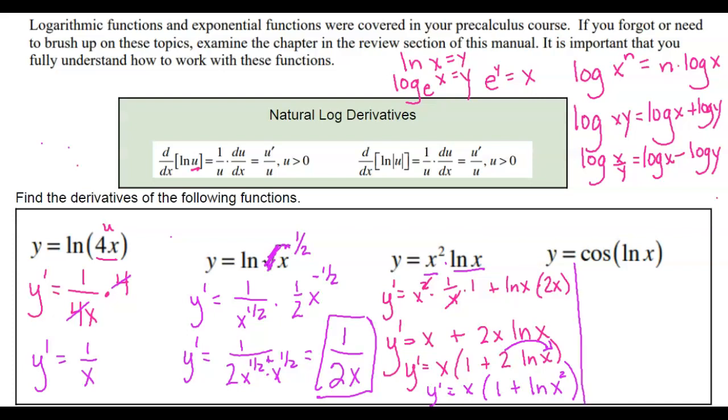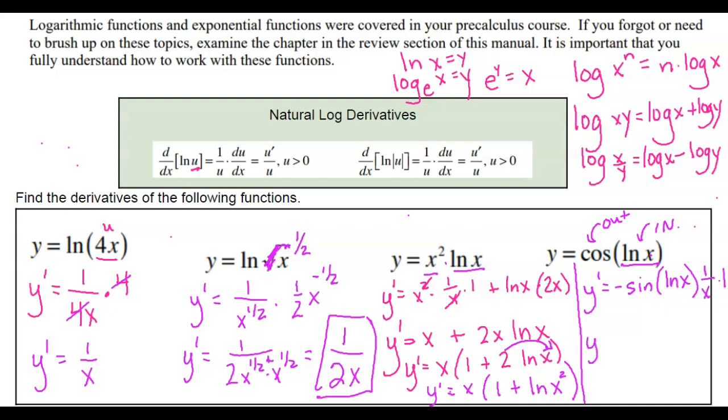Okay. All right, and the last one, we've got cosine of natural log. Remember, this is on the outside and this is on the inside. So you start by taking the derivative of the outside. So the derivative of a cosine is negative sine. The inside stays the same. And then I have to do the derivative of the inside, which is natural log. So 1 over its inside times the derivative of x.